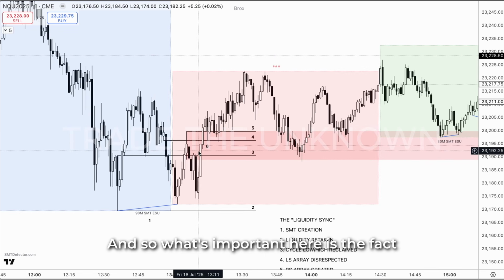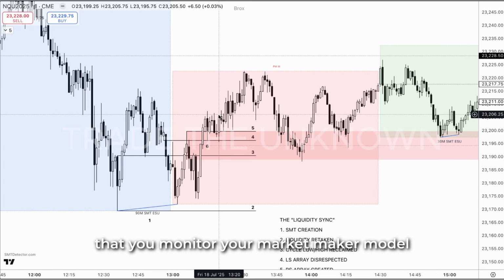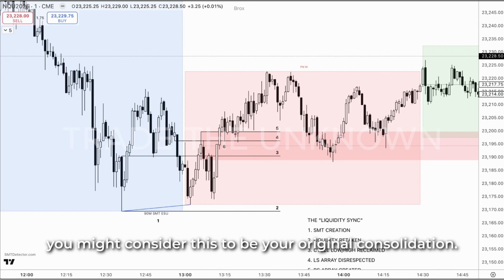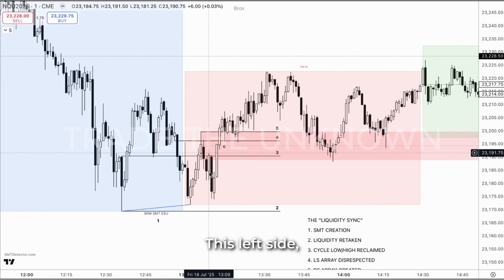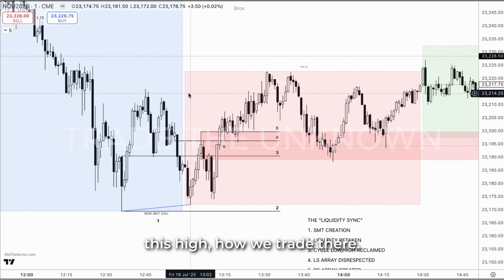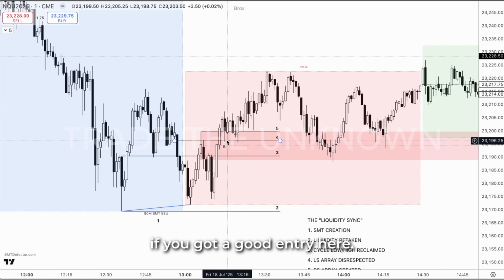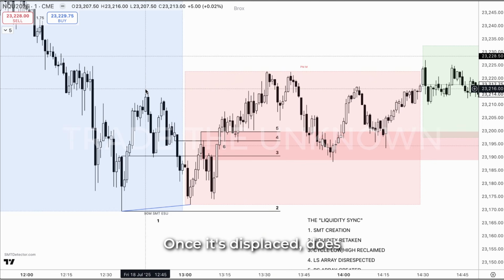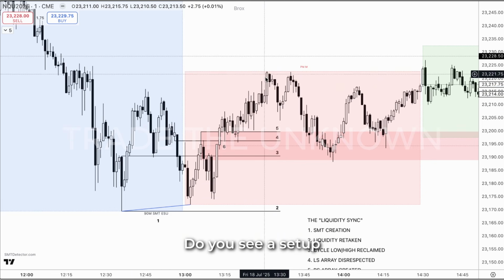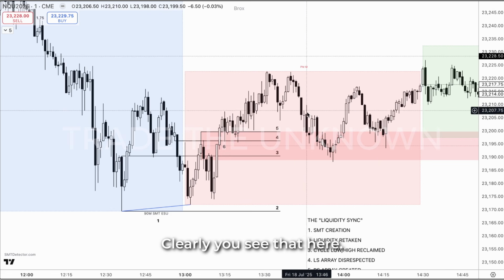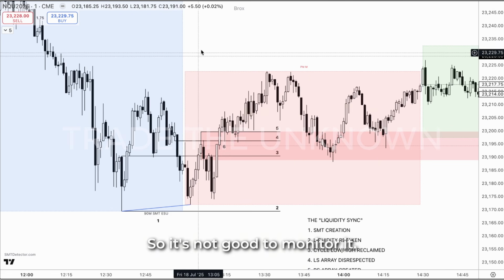And so what's important here is the fact that you monitor your market maker model that you're trading, because in some cases, you might consider this to be your original consolidation, this left side, smart money reversal, right side. So you have to monitor this high, how we trade there. Maybe you take some partials if you got a good entry here, and you simply monitor the reaction. Once it's displaced, does it get closed below again? Do you see a setup forming against the idea? Clearly you see that here. So it's not good, so you monitor it.